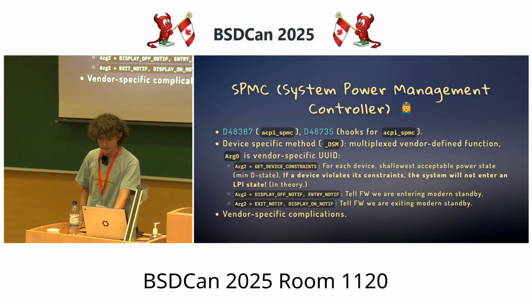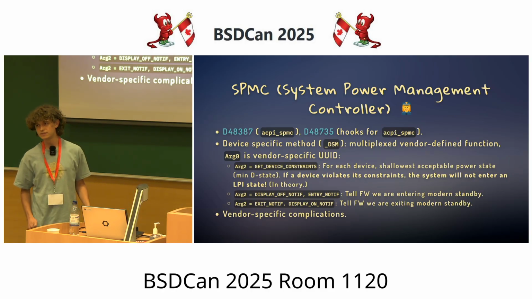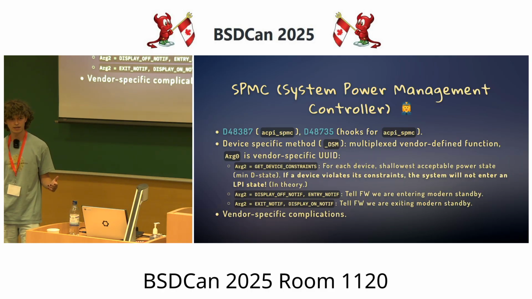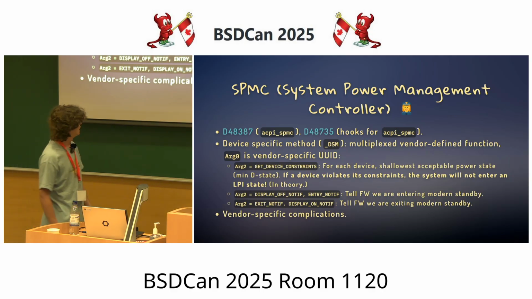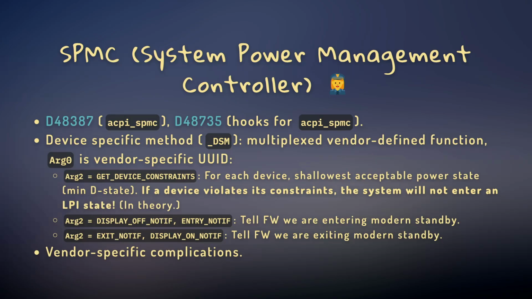So it exposes a device-specific method. And in ACPI, this is just like a multiplex function where the first argument is a vendor-defined number. And there's a bit of vendor-specific complication, but for the most part, the important values are get device constraints, which will give you a list of device constraints you need to respect, and display off and entry notifications to enter, and exit, and display on to exit.